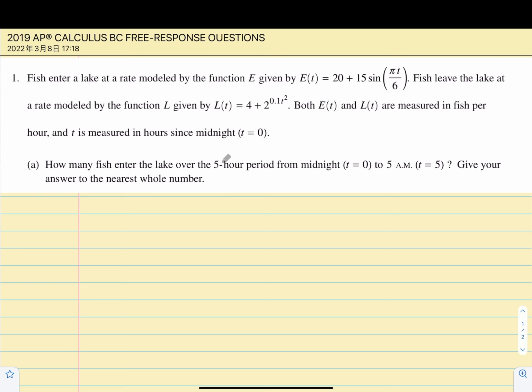The question asks how many fish enter the lake over the 5 hour period from midnight, t = 0, to 5 a.m., t = 5. Actually, we can use the integral of E(t). I think that E means enter, so this is the entering of the lake for 5 hours. So we can just write the integral of E(t) from 0 to 5 dt. So we can use our calculator.